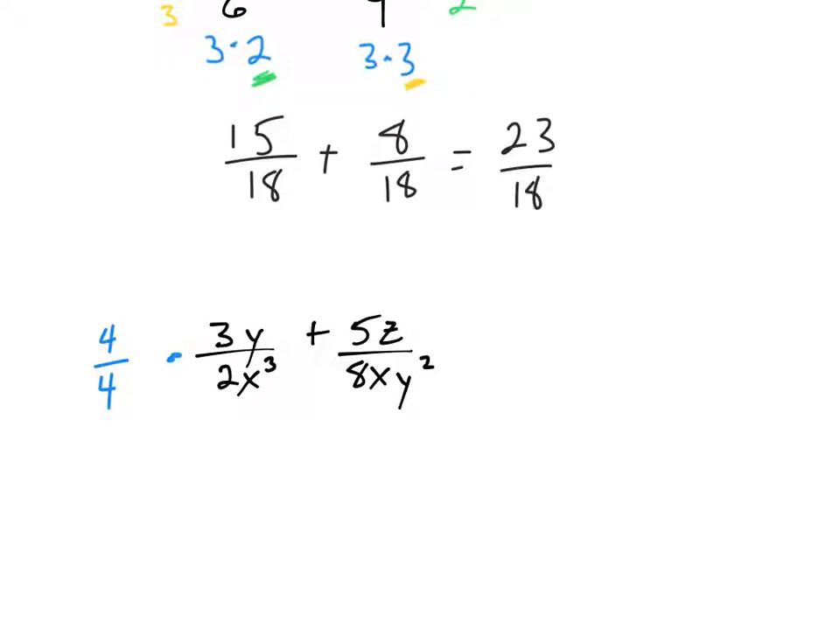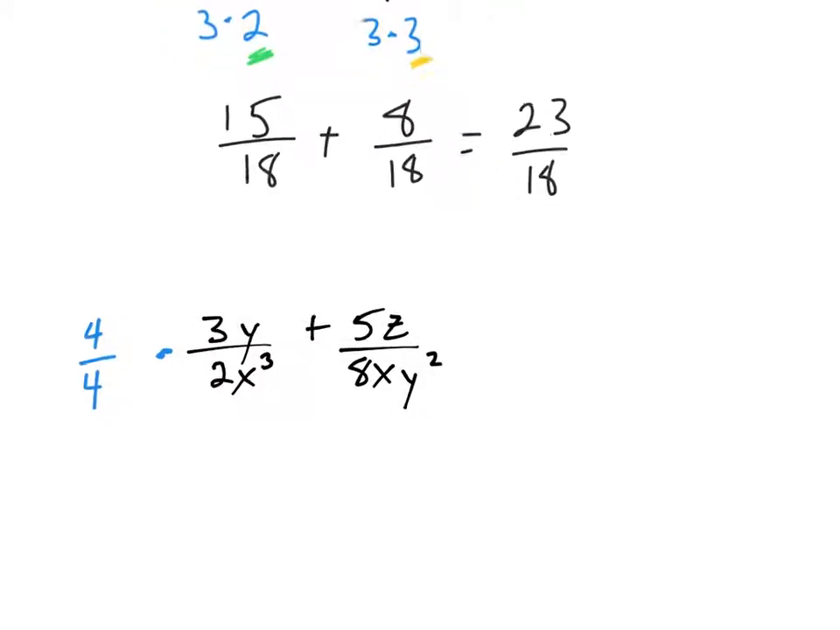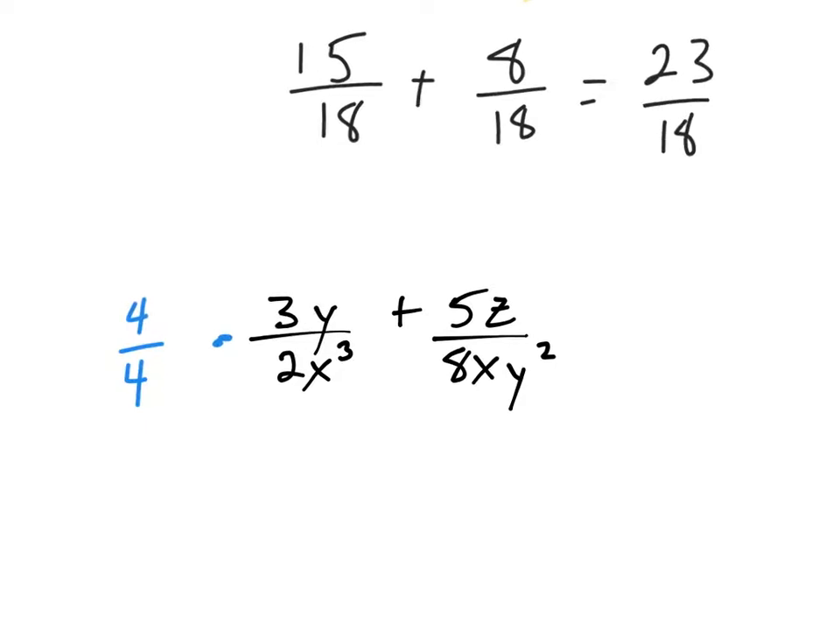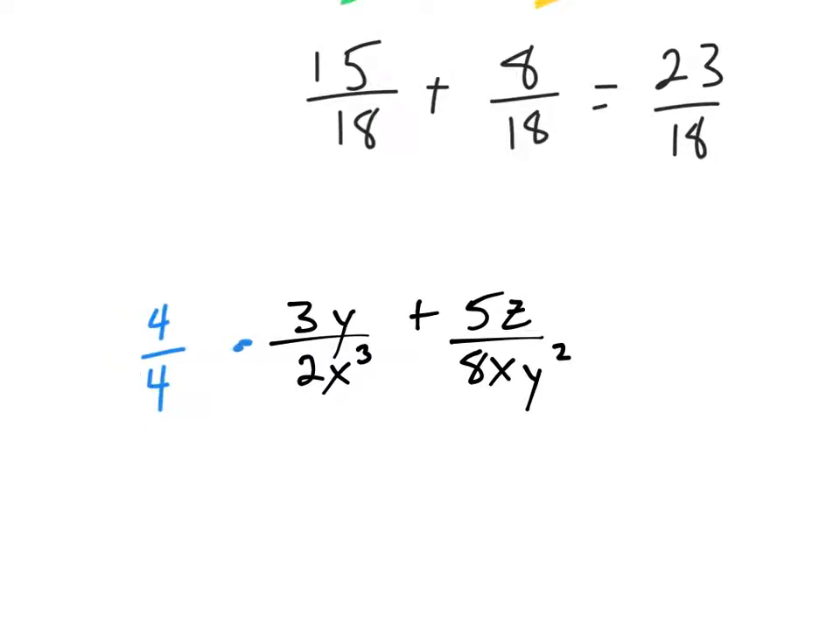Okay. Now, the x cubed. Does the other denominator have an x? Yes. Is it the same x? No. What needs to happen to the 8xy squared so that the x's are the same? Multiply by x squared. So I know that I've got to come over here and multiply by x squared on top and bottom so that this x cubed and this x will wind up becoming the same thing. Does that make sense so far?